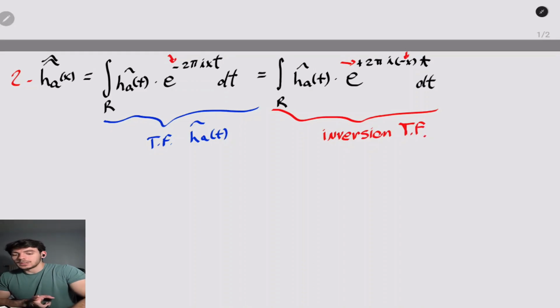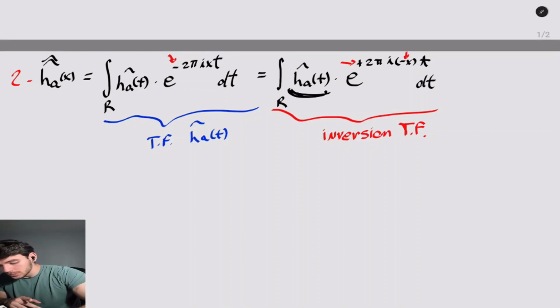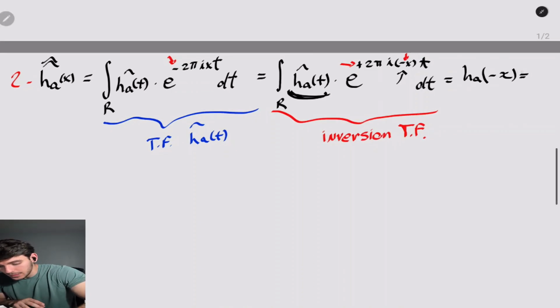So if we are inverting the Fourier transform, it means that we are inverting this function right here. So if we're inverting h_a hat, we're going to have h_a. So this is equal to h_a, but calculated in minus x, since that's our new variable here, since we've moved the minus. All right, but our function h_a is an even function. So by definition, this is the same as writing h_a of x, because the function is even.